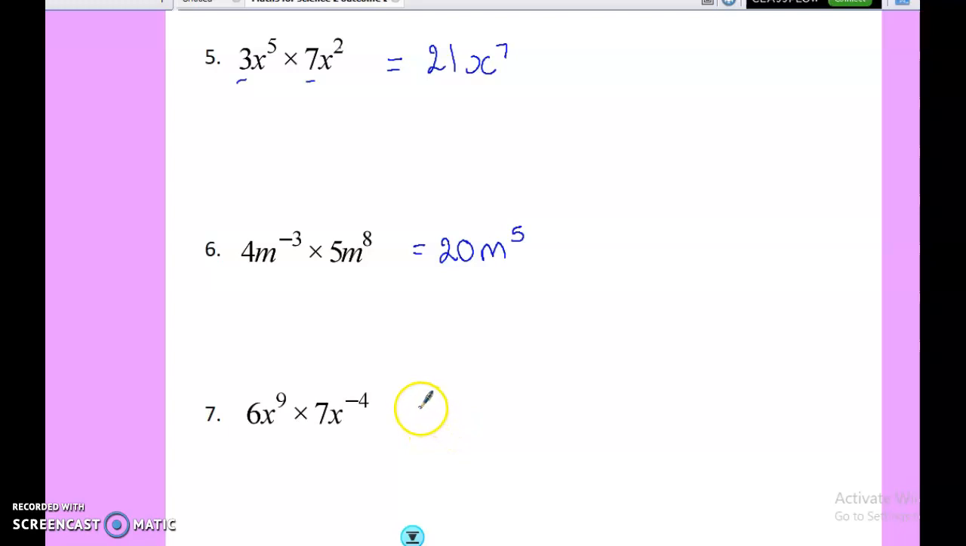Number 7, we've got 6x to the power of 9 times 7x to the minus 4. 6 times 7 is 42, my base is x. 9 add minus 4 is the same as 9 take away 4. 9 take away 4 gives me 5.